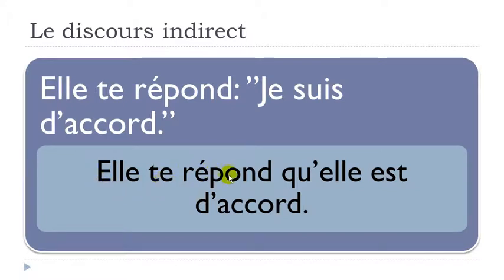So elle te répond, it doesn't change, okay? Que, that, remember, that's the key thing of this discours indirect. Que, that, but then in that case, needs to go away because we've got a vowel after. So qu'elle, so je will have to be transposed to elle, of course, because the subject here is elle. Et d'accord, of course the verb is changing as well, okay?